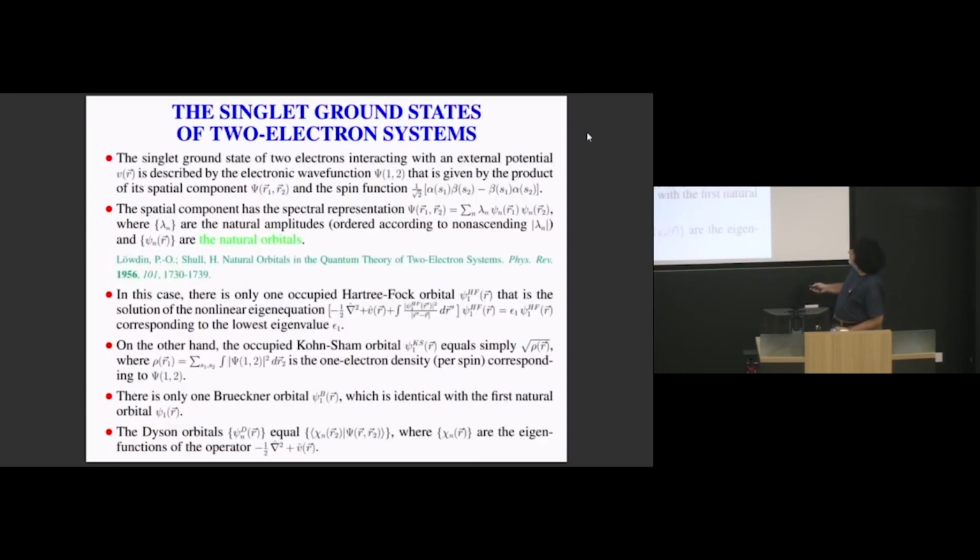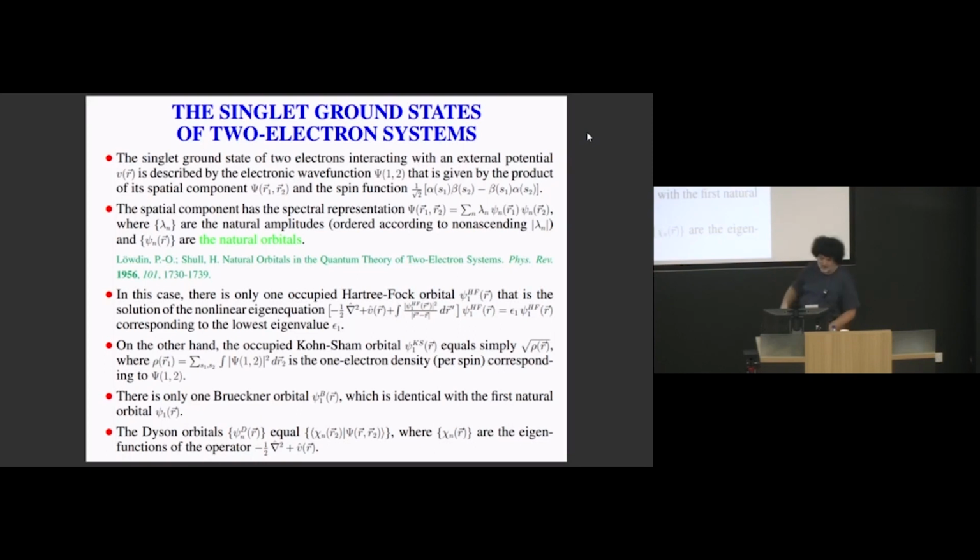Now, to get some feeling for what those orbitals do, let us look at one of the simplest systems that one can have: a system of two electrons in a singlet state, in a ground singlet state. And we are going to look at the spatial part of the wave function of that system. There is an obvious spin function here for a singlet coupling of two electrons.